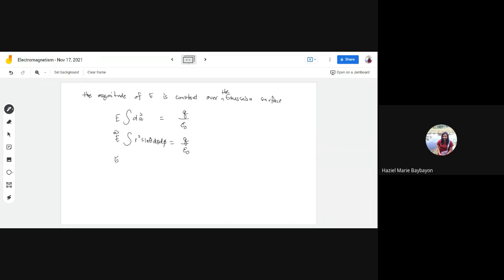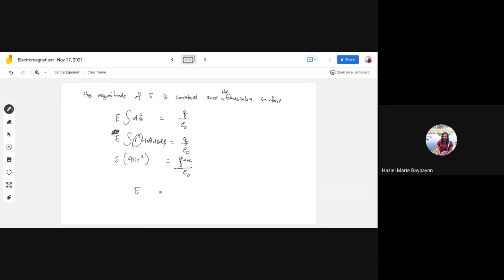So we have E, sorry for this. This is the magnitude of E. We know that this is equal to 4 pi R squared, since the integral of sine theta d theta is negative cosine theta integrated from 0 to pi, and then we have d phi, the integral of d phi is phi, which is integrated from 0 to 2 pi. So we have 4 pi R squared. So we have here your R squared. This is equal to Q enclosed over epsilon naught.